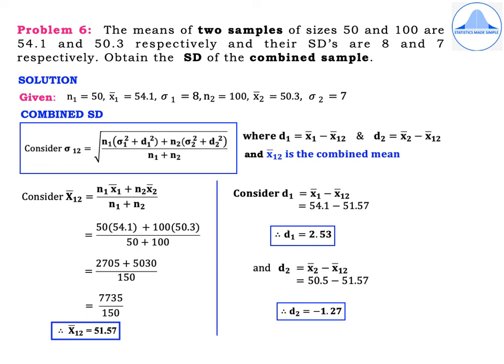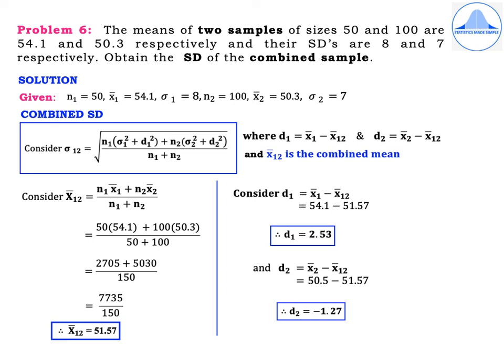Consider sigma 1 2 is equal to root of n1 into sigma 1 squared plus d1 squared plus n2 into sigma 2 squared plus d2 squared divided by n1 plus n2, where d1 is equal to x bar 1 minus x bar 1 2 and d2 is equal to x bar 2 minus x bar 1 2, where x bar 1 2 is the combined mean. So let's start the problem by calculating the combined mean.